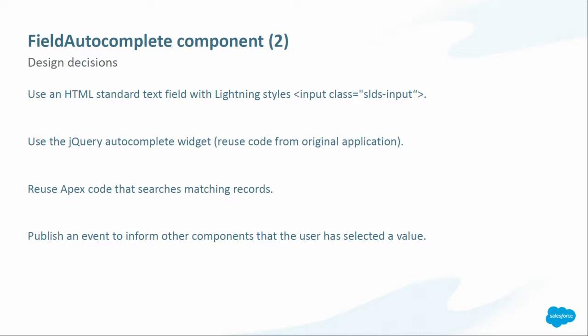We already had the original application, so we really didn't want to create everything from scratch. So we reused the jQuery component, that is the autocomplete one. This was allowed because our version of jQuery was 2.2.2, so this is compatible with LockerService. We also reused most of the code of the Apex backend, which is the code that makes the searches for the records. And we were also going to publish an event that will tell other components when the user selected a value.